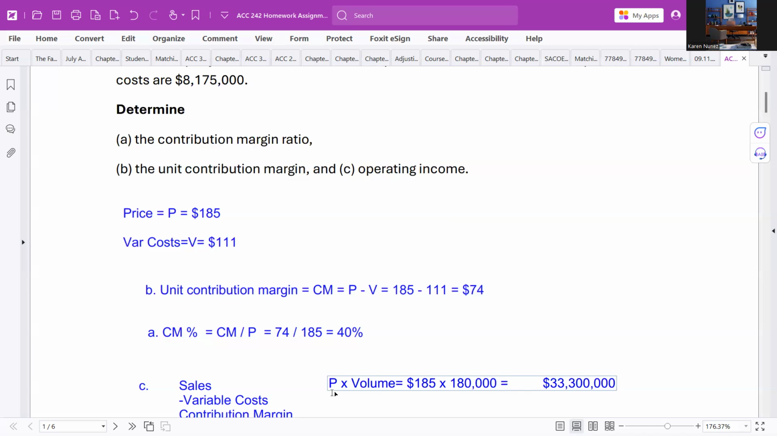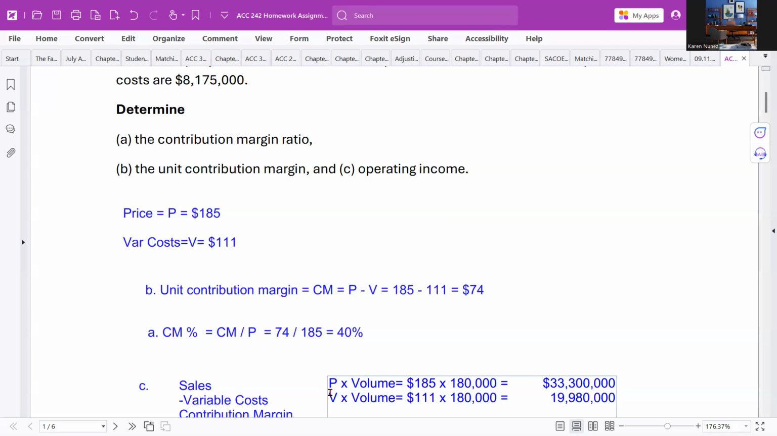P times the volume. $185 times 180,000 units is $33,300,000. And if we want the variable costs, well, the variable cost is just going to be V times the volume, right? The variable costs are $111 a unit. So we're just going to multiply that times 180,000 units. And we'll end up with the variable costs, which are 19,980,000.